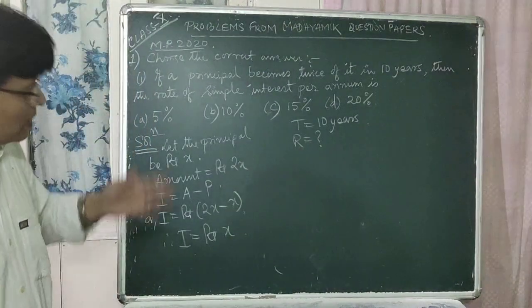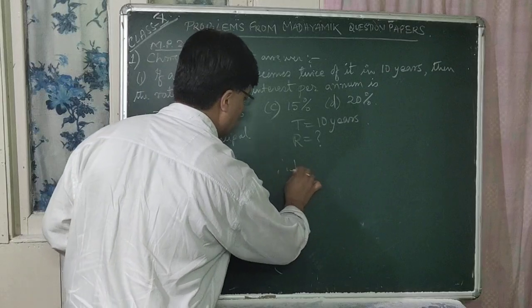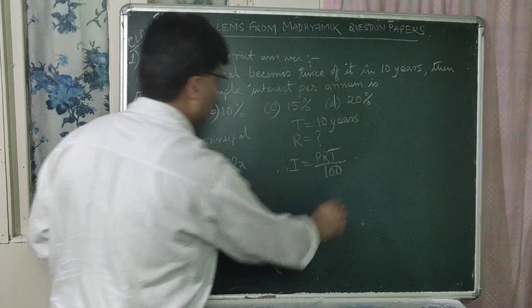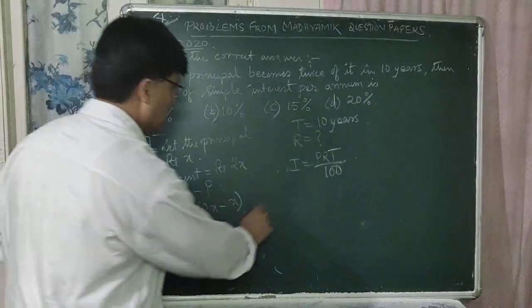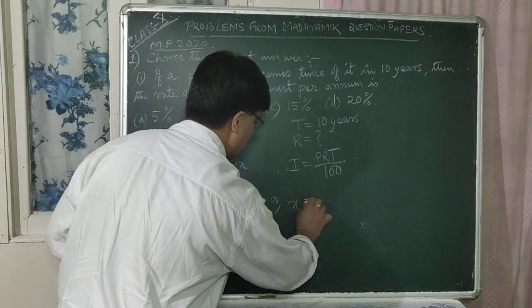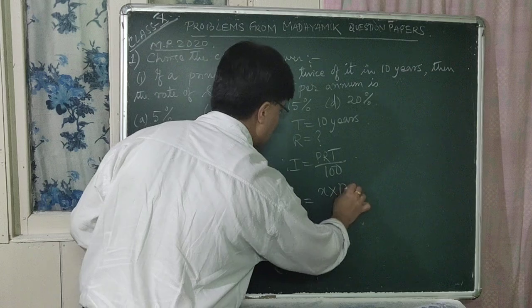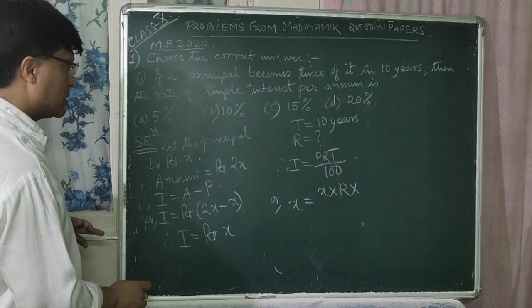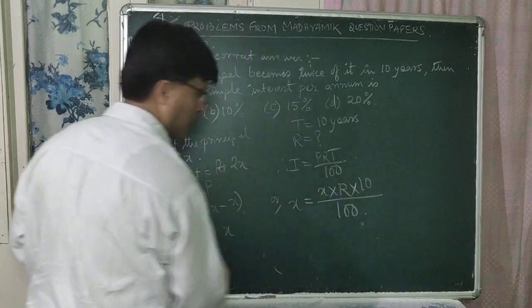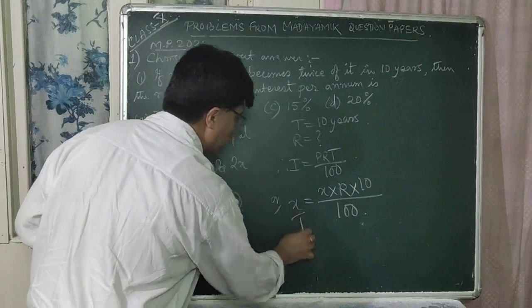Is that clear? Now let us write down the formula for simple interest. So I is equal to PRT upon 100, right? What is I here? It is X. What is the principal out here? This is also X, into what is the rate? R, into what is the time? 10, whole divided by 100. So on the left hand side there is only X, so below X there is 1.